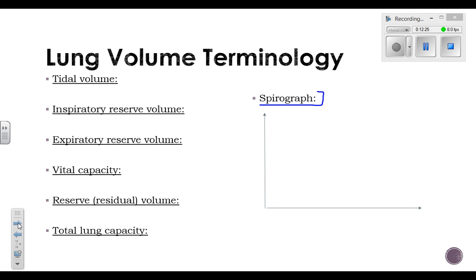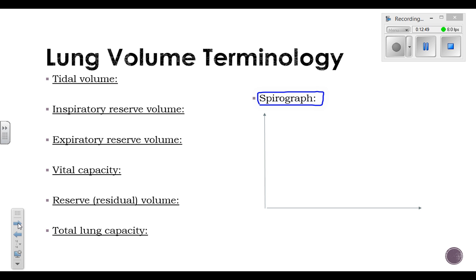So, the kind of graph that we're going to make is called a spirograph. It's the graph you get from a spirometer. A spirometer is the tool that you can use to measure how much air is coming out of your lungs. And tomorrow in class, we're going to do a little activity where you will measure this.